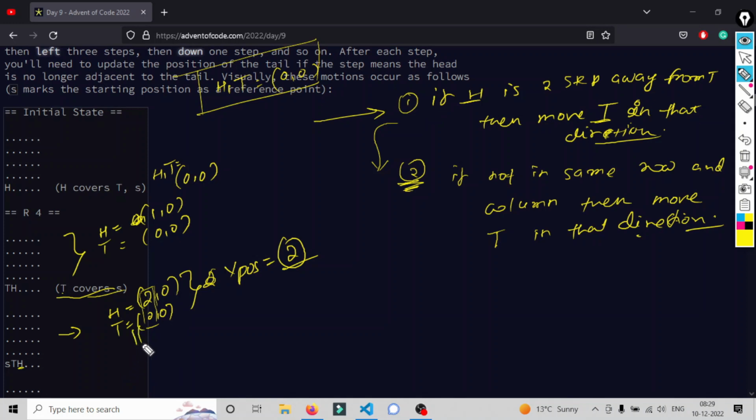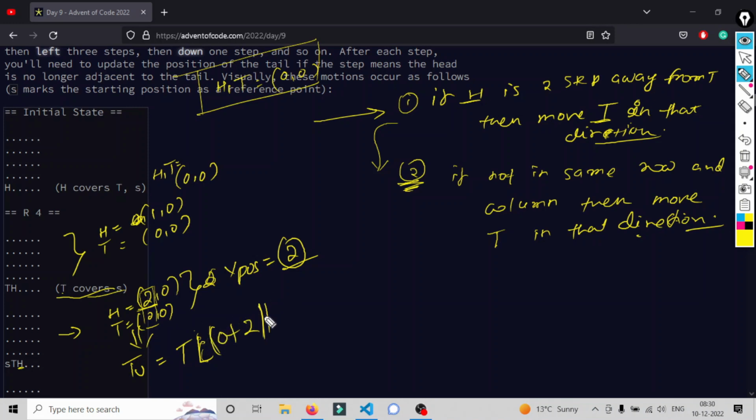So now what will be the position of the tail? The tail's updated position will move 1 step in the direction of head. The head position was 2, 0, and tail position was 0, 0. So the new position of tail will be: initial position 0 plus the current head x position, which is 2, divided by the absolute value of the total difference, so that we get the 1 unit.